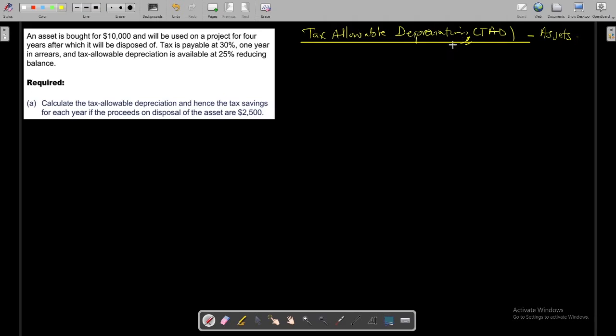But since depreciation is an expense that is not allowed in NPV computations because it is irrelevant cash flow, in order to compensate the business for the depreciation of that asset, tax allowable depreciation is given by tax authorities. So let's begin with the reducing balance method.